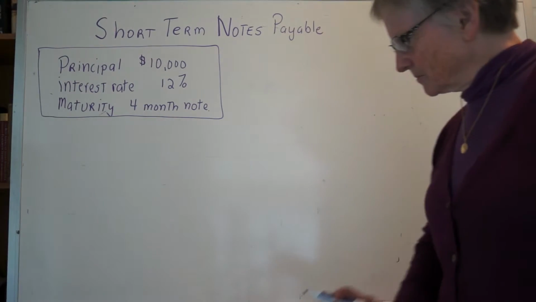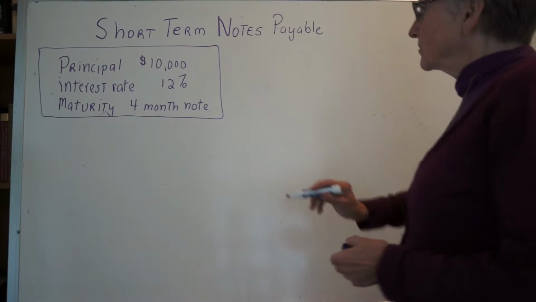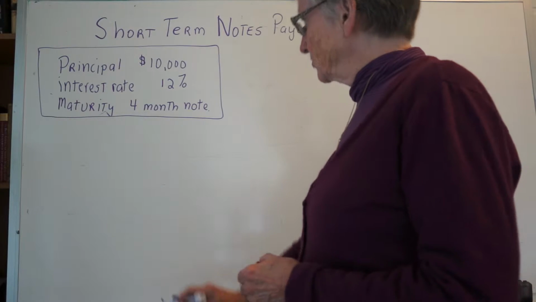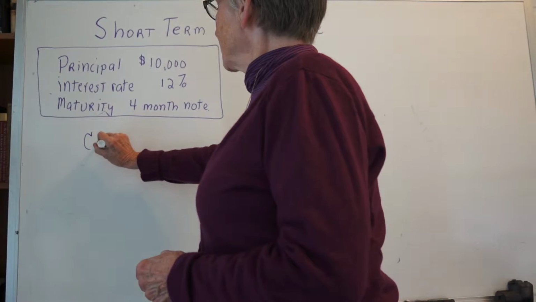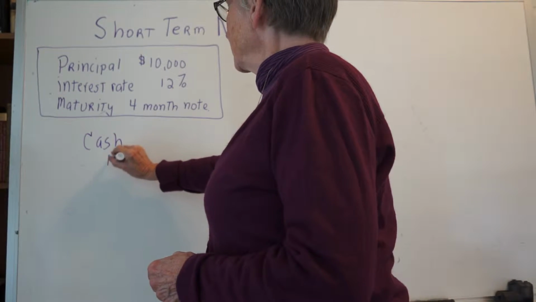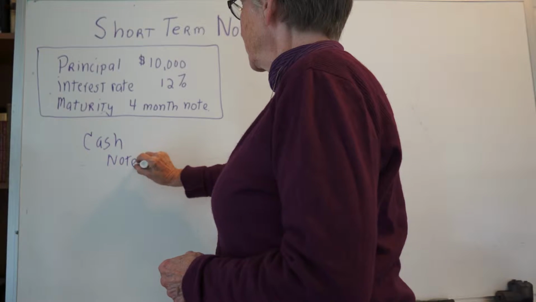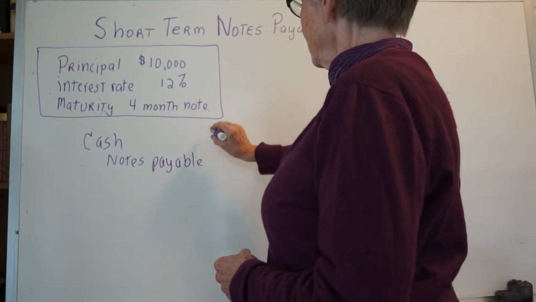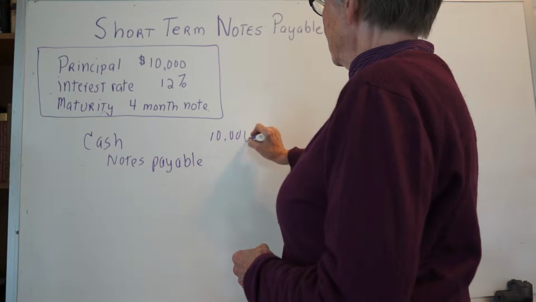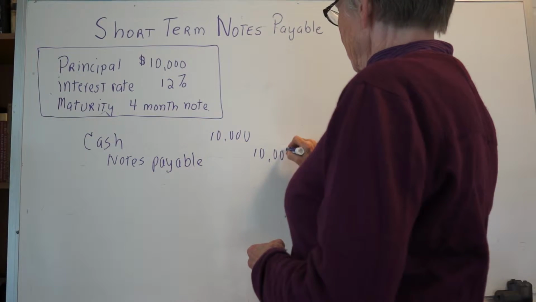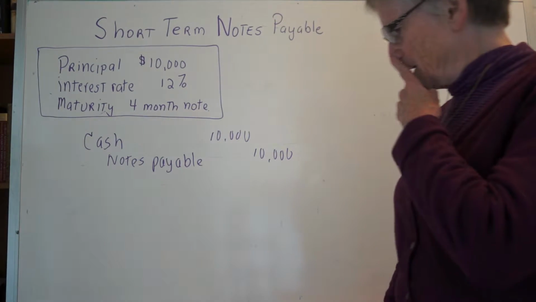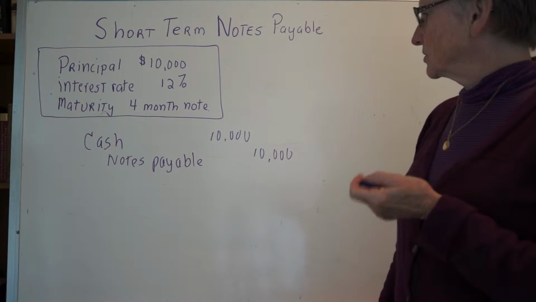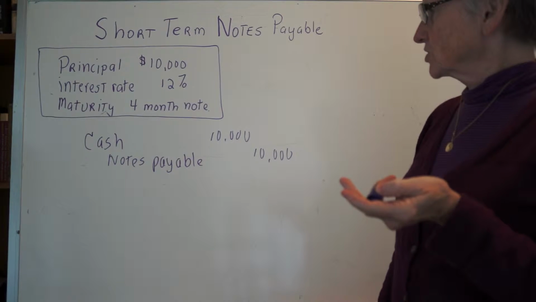Okay, so how does a company get a notes payable? We would get some cash probably, and we would have a notes payable on our books for $10,000. Okay, that's not too bad so far. We have to compute the interest on the note.